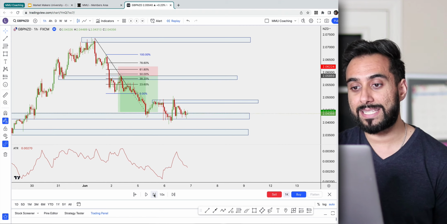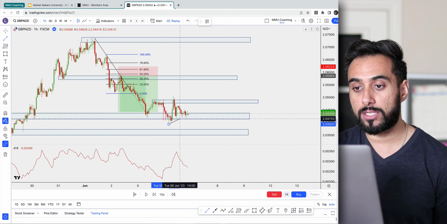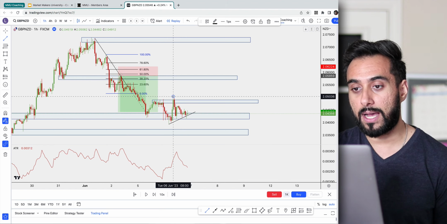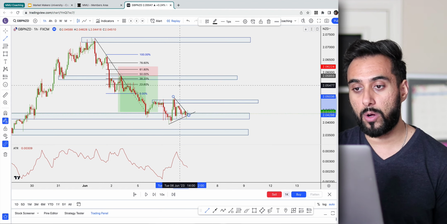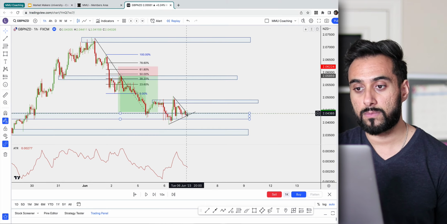So now we see the price is actually squeezing, creating a bilateral chart pattern. Notice it's creating a symmetrical triangle. The lows are getting higher and higher, and these highs are getting lower and lower. And now the price is squeezing in between these two bounds.